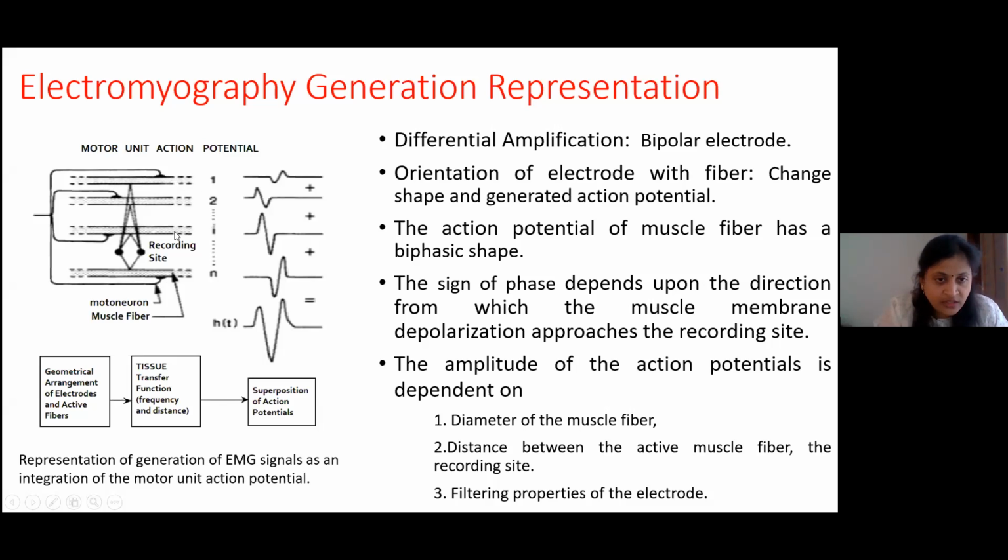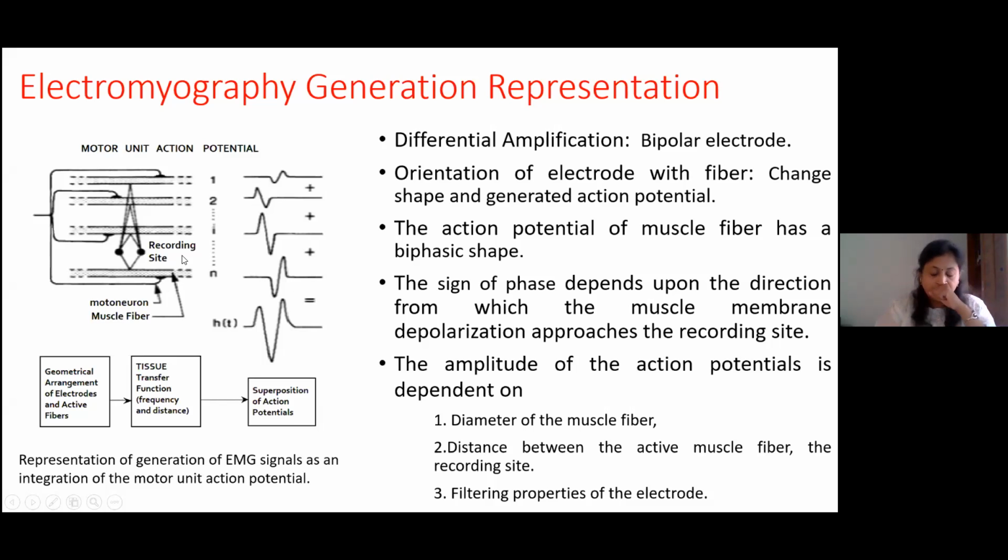This is your first, second, up to, suppose, n number of muscle fibers. So here, your potential, that is the repolarization and depolarization process, will be like this. So it will be captured like this. At this point, it will be like this. At the third muscle fiber, it will be like this. And at this point, it will be like this.